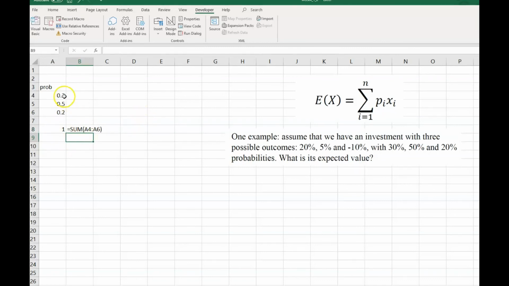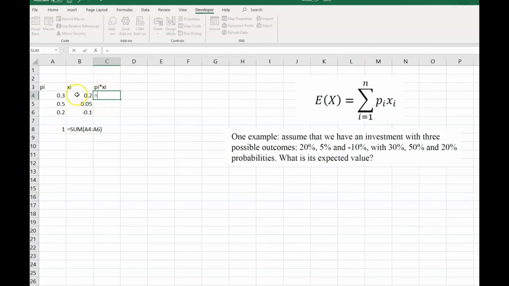So it's the summation from A4 to A6. So this is the potential outcome. We can use Xi. So this is Pi. The first one is 20%. The second one is 5%. If something bad happens, we are going to lose 10%. Okay. So the third column is Pi times Xi.